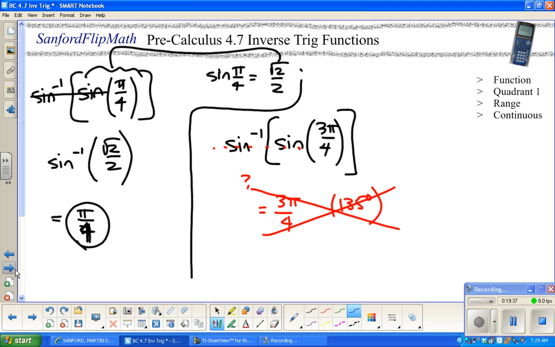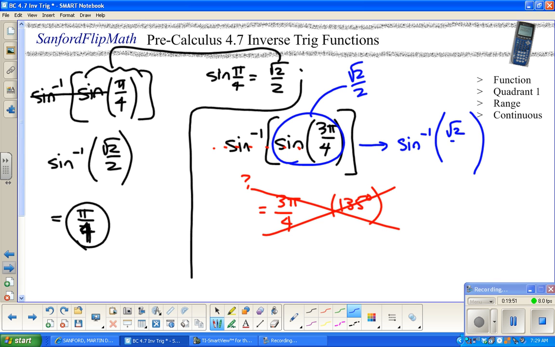This is very, very similar to the last problem though. So the inverse sine of what? Well, the sine of 3 pi over 4 is still square root of 2 over 2. Again, thinking about the unit circle. So inverse sine of square root of 2 over 2 is actually 45 degrees, or pi over 4.